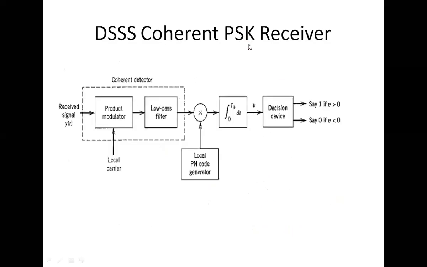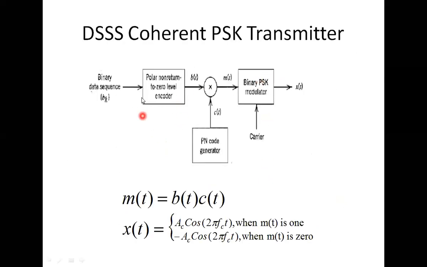Now let us look at the receiver. At the receiver, we'll be just reversing all the steps. So at the transmitter, the first step was to multiply with the PN sequence, and the second step was to modulate. So now at the receiver, when we just reverse all this, first we have to demodulate, and then we have to multiply with the PN sequence.